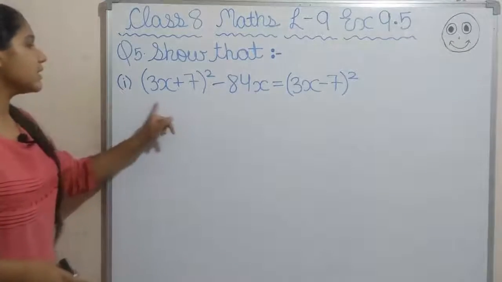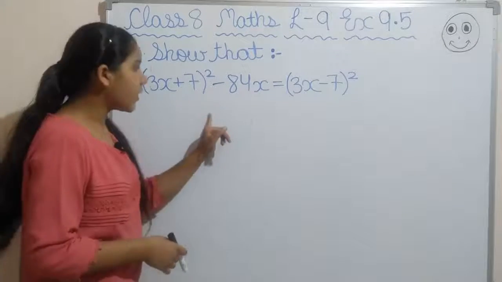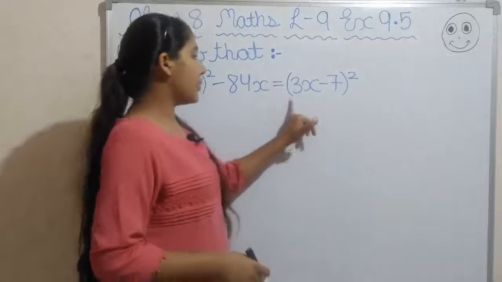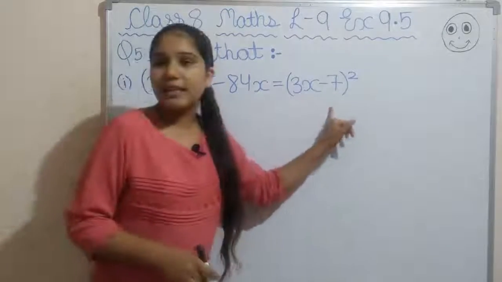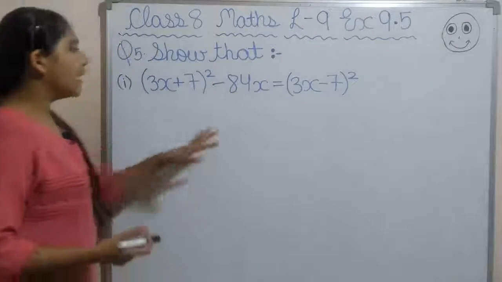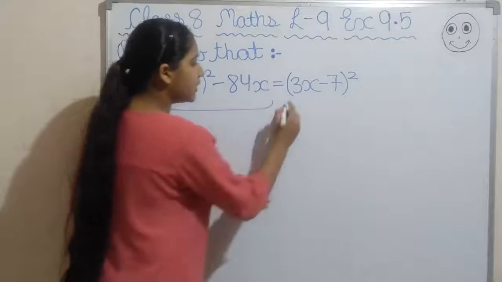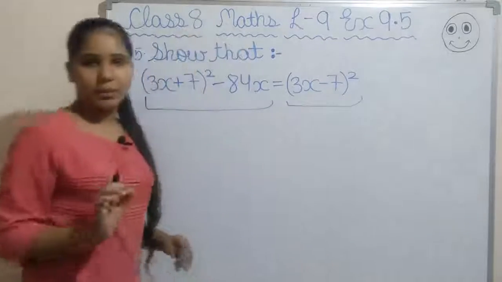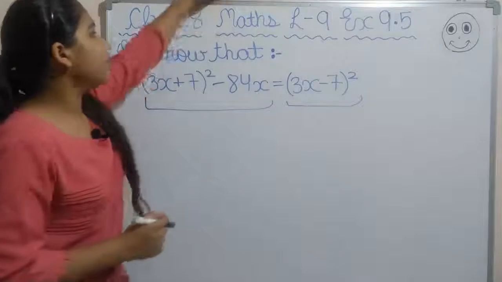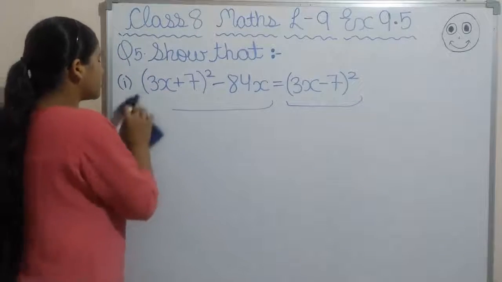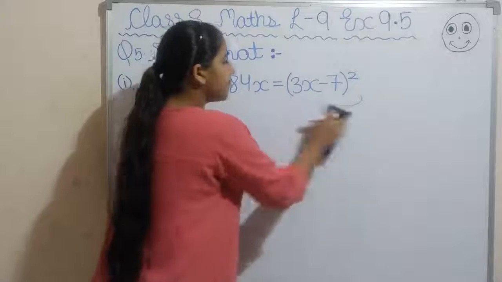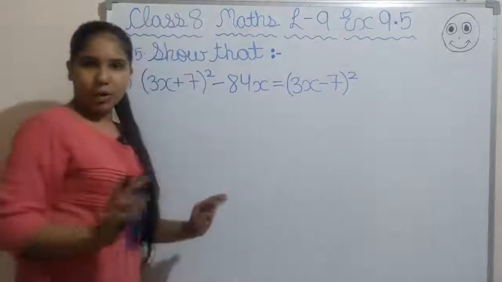The first is (3x + 7) whole square minus 84x is equal to (3x - 7) whole square. We have to prove that the answer of this and the answer of this should be equal. So let's start. It is a simple one. We only have to use the properties in this.